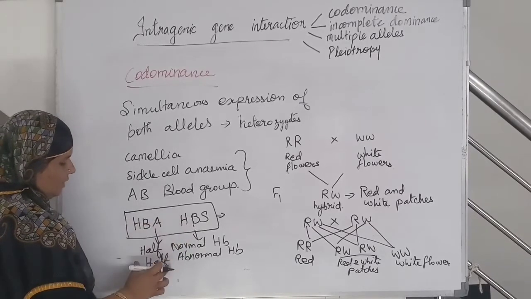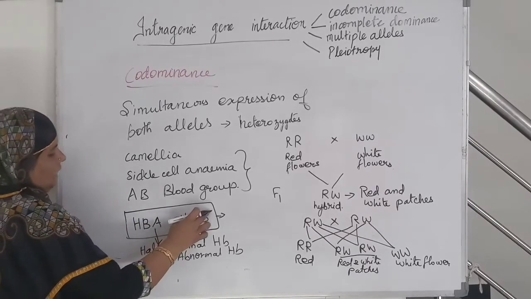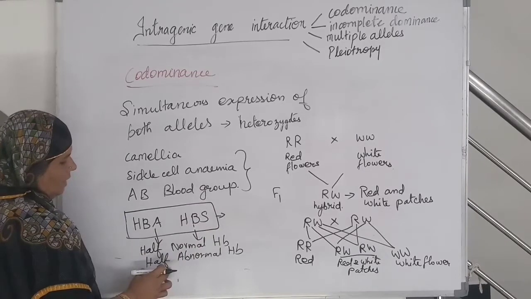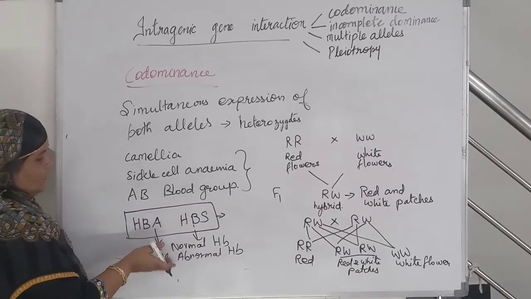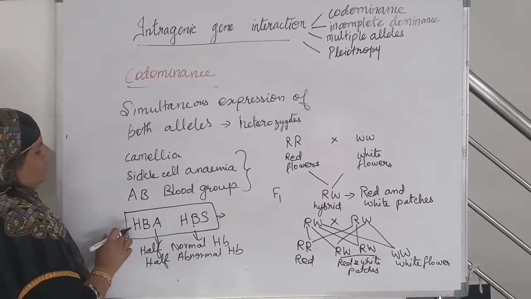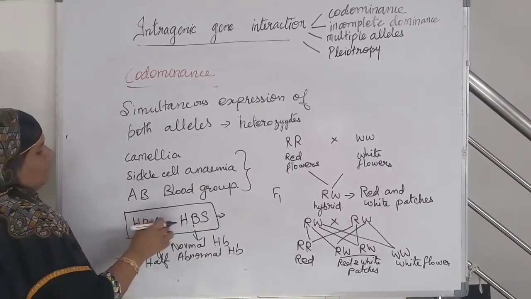HbA is responsible for the normal hemoglobin. HbS is responsible for the abnormal hemoglobin. Both the characters are expressed here. They are the carriers. This is also an example for codominance.